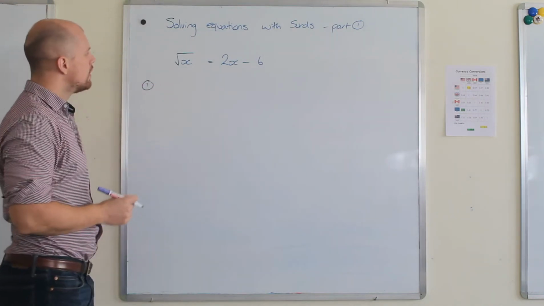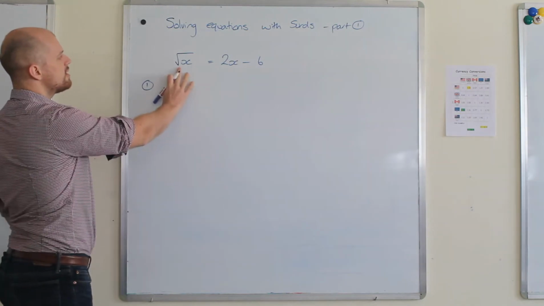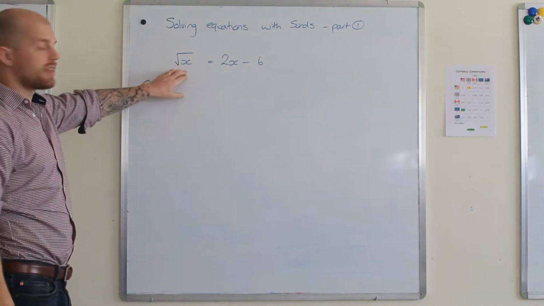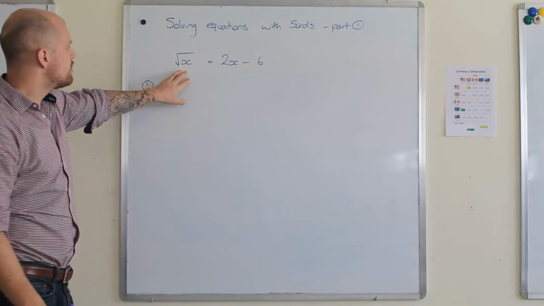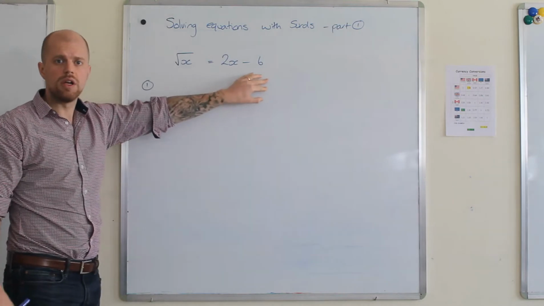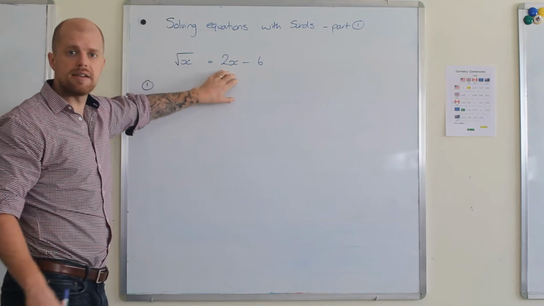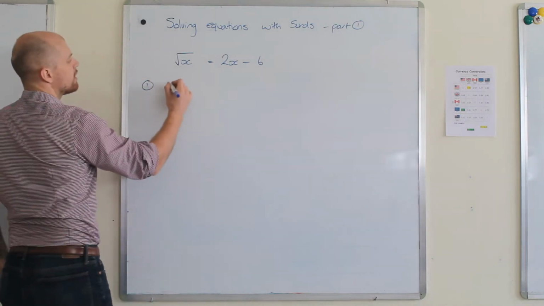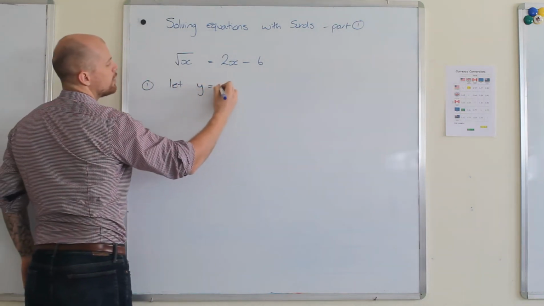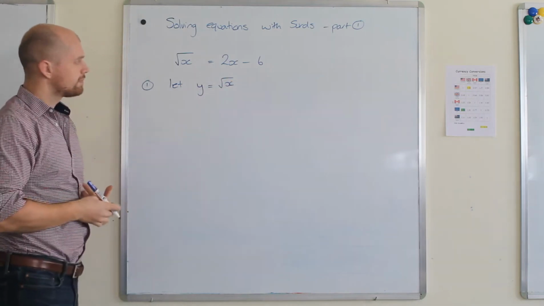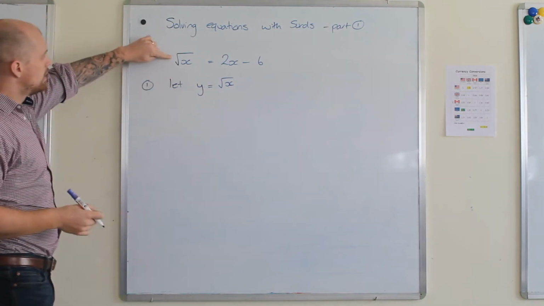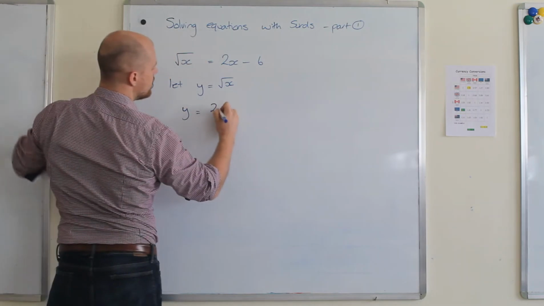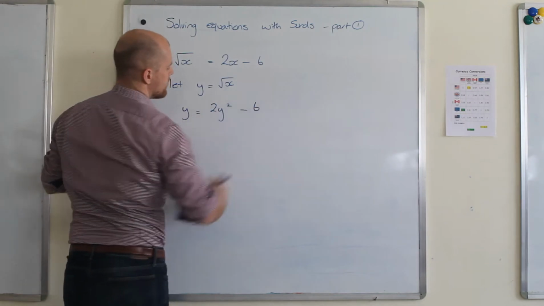First method is like this. Notice that if you think about it, this is actually a quadratic because you have a function, root x. If you square it, you've got x, and you have a constant. So you effectively have an x squared term, an x term, and a constant term. So what I'm going to do is say let y equal root x. Now this is y, this x is y squared, and then this is minus 6.